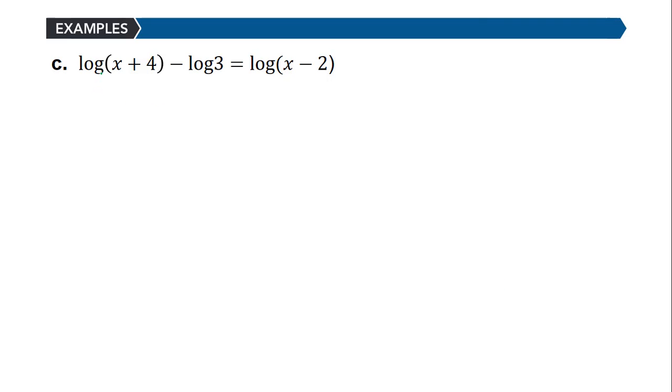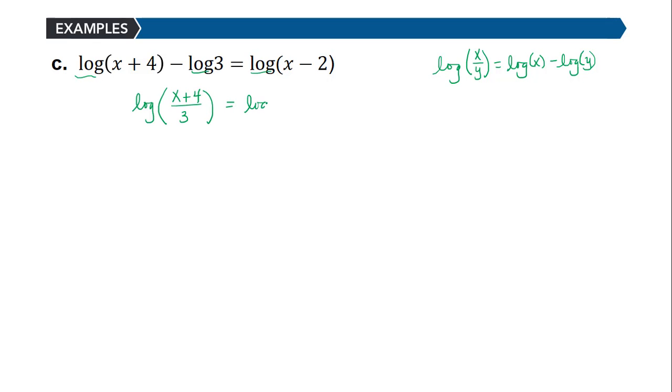And then part C is log of x plus 4 minus log 3 equals log of x minus 2. So here again we have only logs in our equation, but we have a difference of 2 logs on the left. So recall the quotient property that states if I have the log of a quotient x over y, this is the same thing as the log of x minus the log of y. So I'm going to rewrite the left side by combining these 2 logs to the log of the quotient x plus 4 divided by 3. And that's equal to the log of x minus 2.